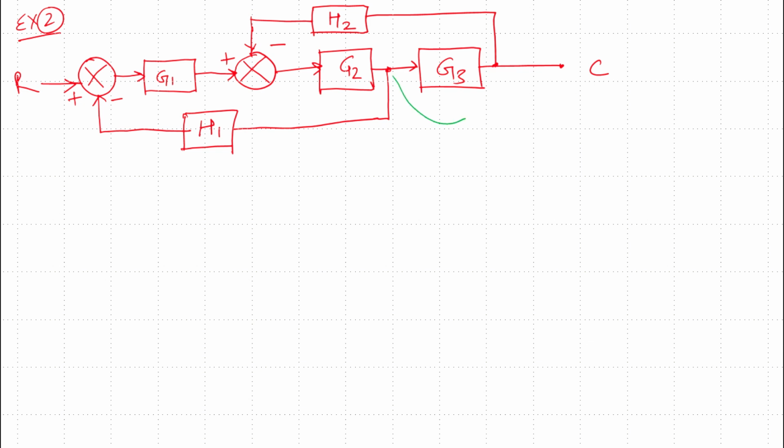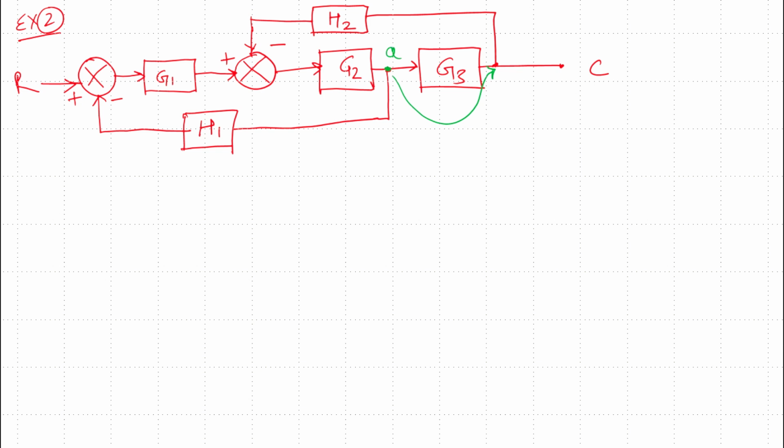If this takeoff point can be shifted to the output terminal, then we can apply the series rule with G2, G3, and we can also apply the feedback rule with H2. So by simply shifting this takeoff point, let us assume that this takeoff point is A.